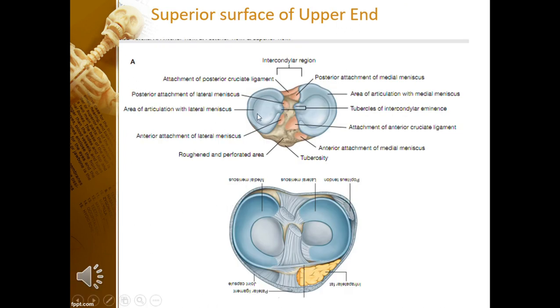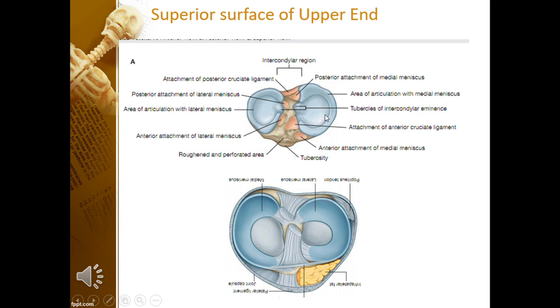The superior surface of the upper end of tibia shows an articular area which is called tibial plateau, and it is divided into two parts, one on the lateral condyle and one on the medial condyle. And these articular parts are separated by a non-articular area, also called intercondylar region or intercondylar eminence. The articular parts on the medial and lateral condyle of the superior surface are going to articulate with the medial and lateral condyles of femur.